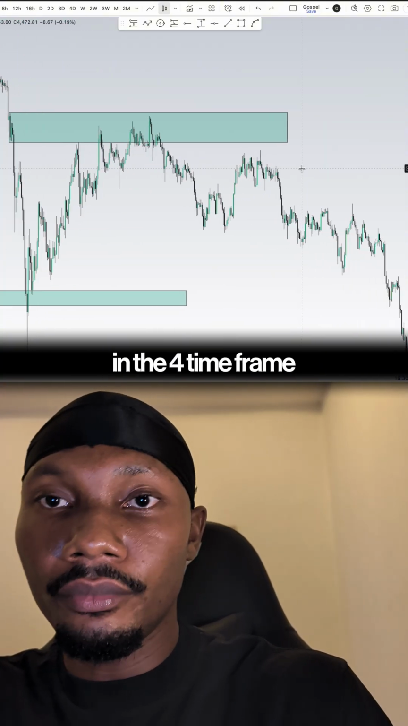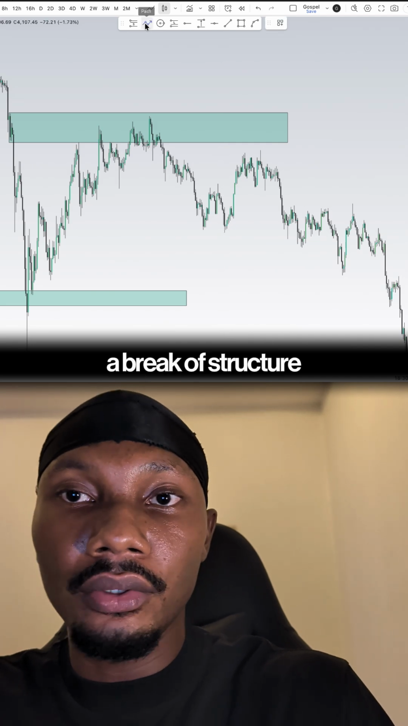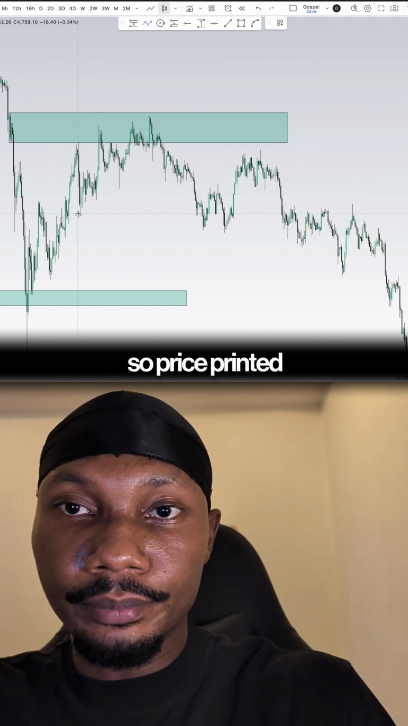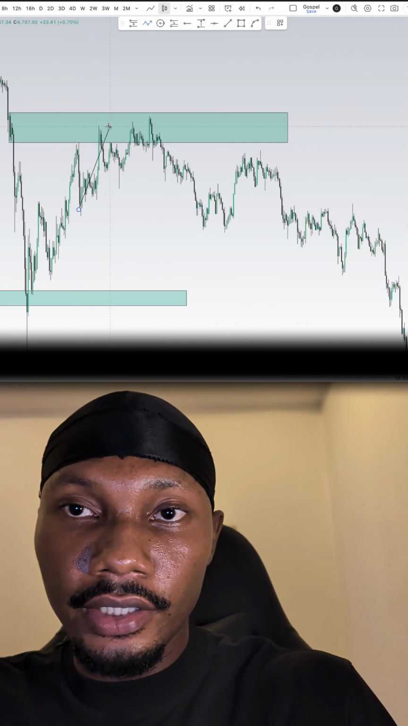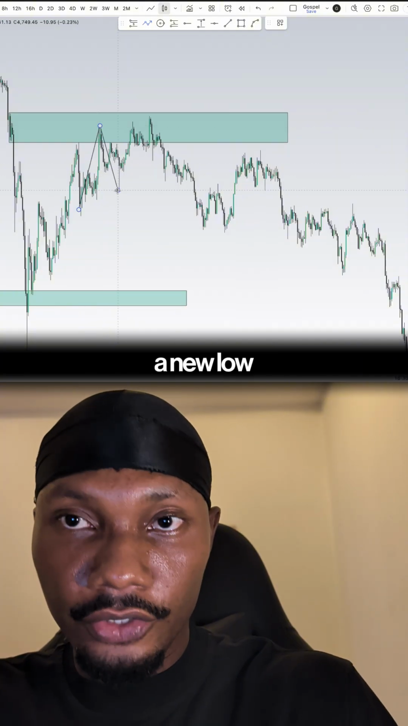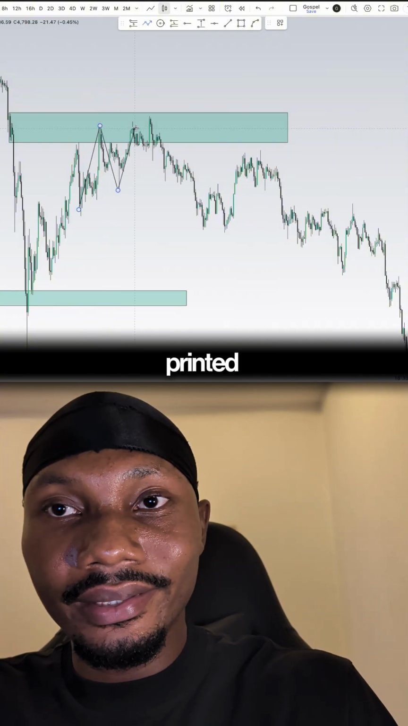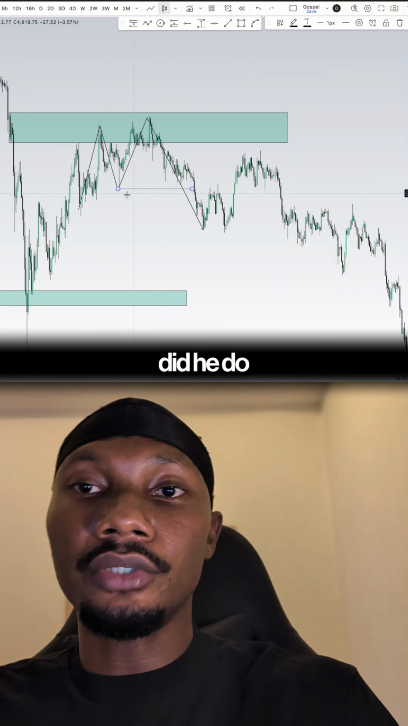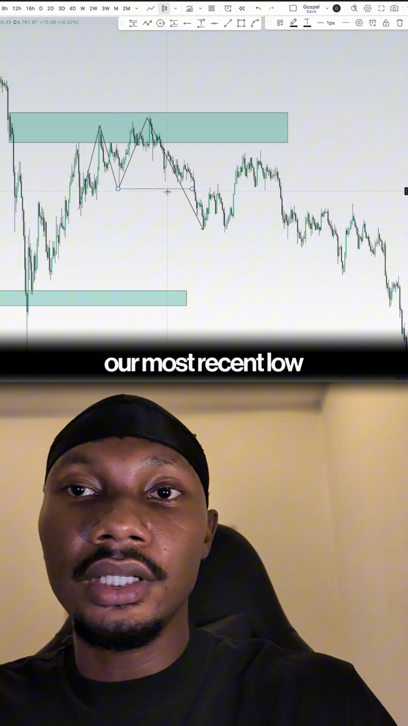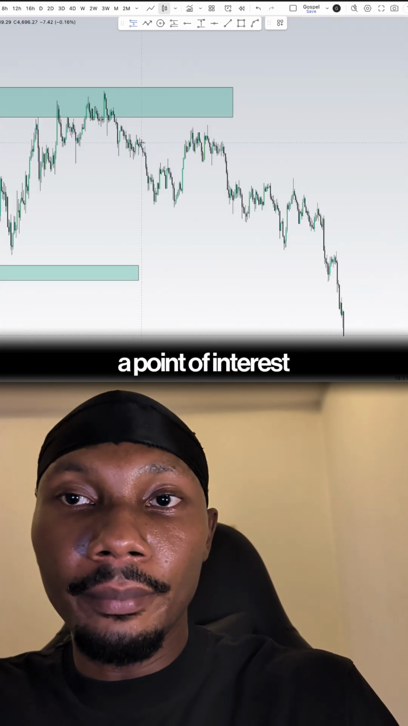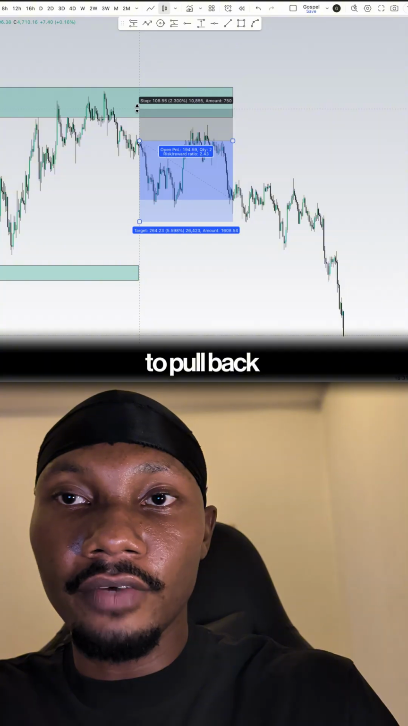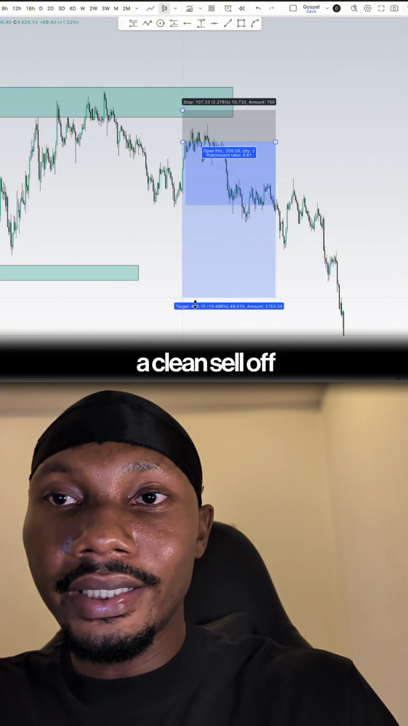In the 4 hour time frame, you can also spot a break of structure. So price printed this high, a new low, printed a higher high. So what did it do? It broke this low, being our most recent low. What you should be looking for is a point of interest for price to pull back for you, and you can have a clean sell-off.